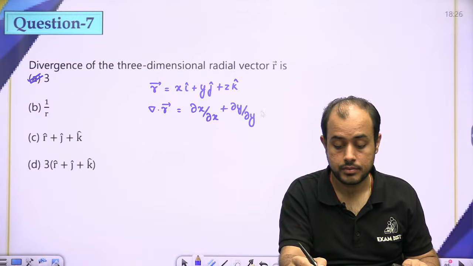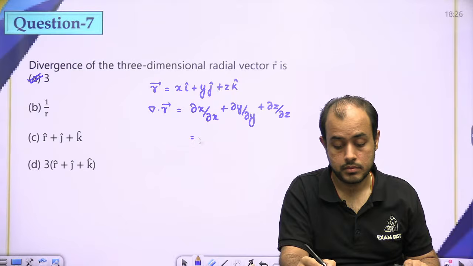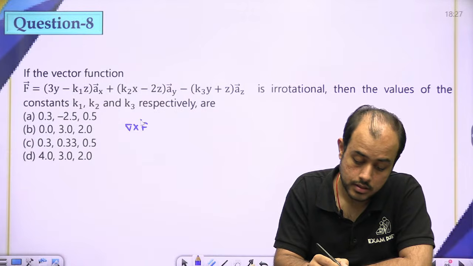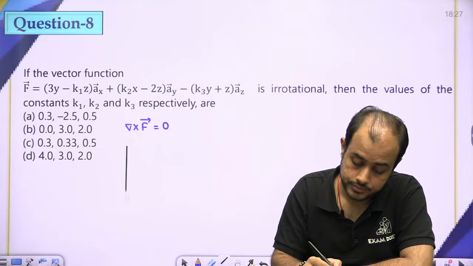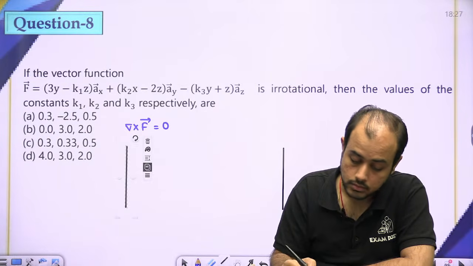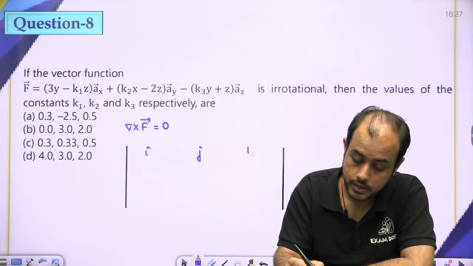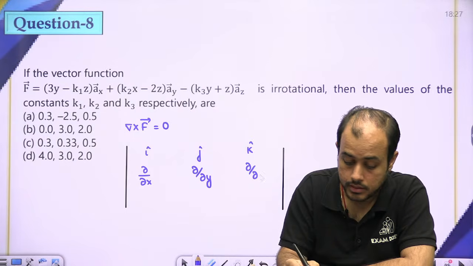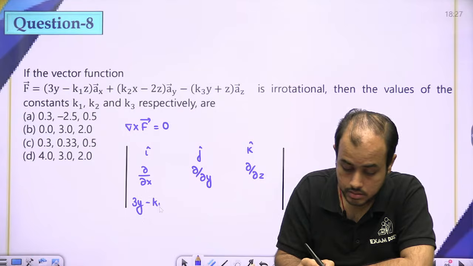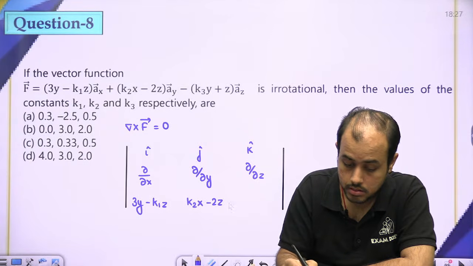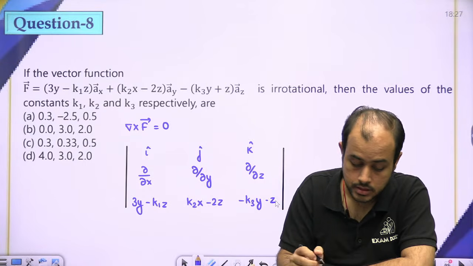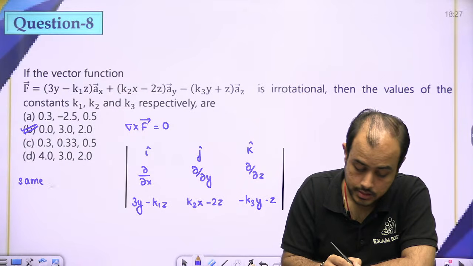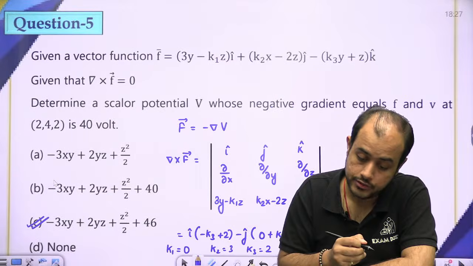Okay. Irrotational k1, k2, k3. Del by del x. यही तो था भी जो निकाले थे बी. ठीक है. सेम एज. क्वेश्चन 5 है ना.